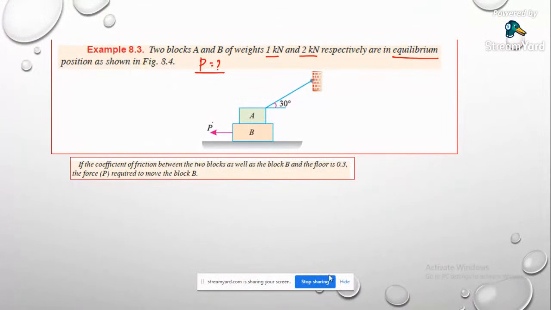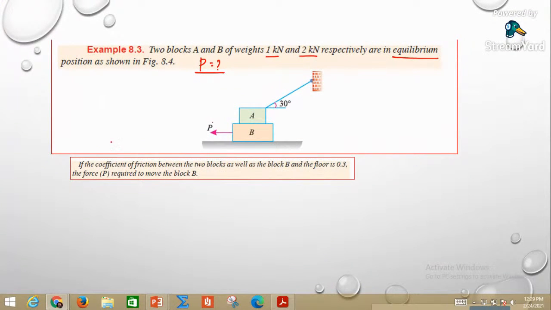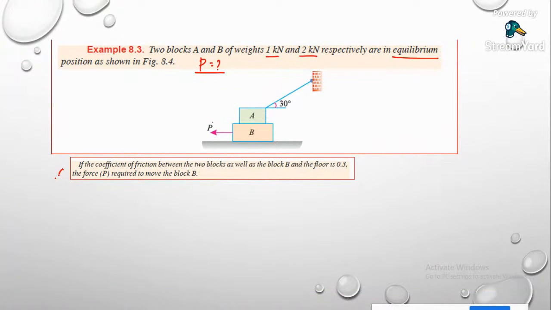So here you have to find out, the coefficient of friction between the two blocks as well as between block B and the floor. This part is the floor, and that is given as 0.3. So here you need to find out the P value. You need to find out the magnitude of P required to move the block B.